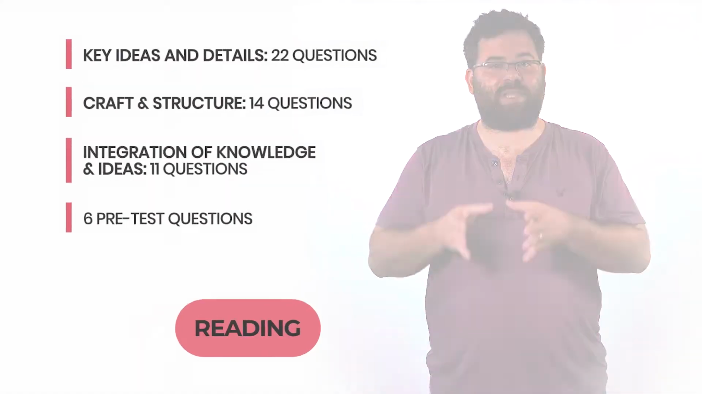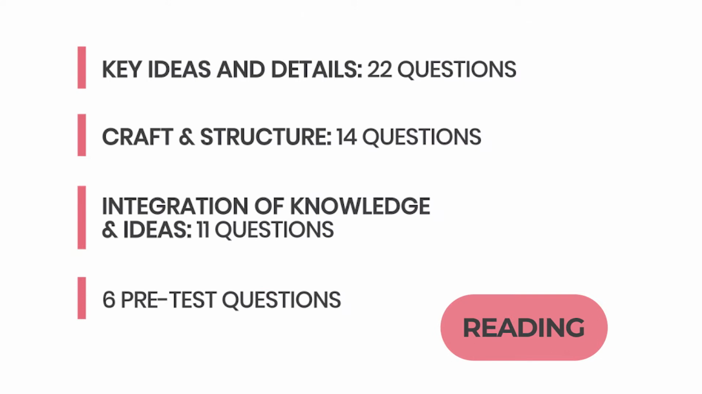The TEAS exam consists of 4 sections: reading, math, science, and language usage. The reading section has 53 questions to be completed in 64 minutes. This section tests your ability to read and understand passages quickly and answer the questions that follow. Have a look at the topics this section covers.